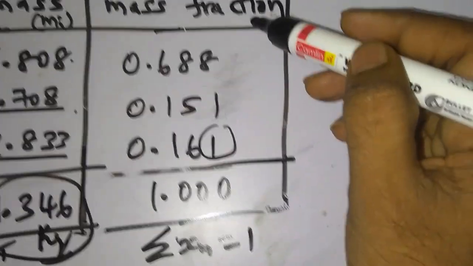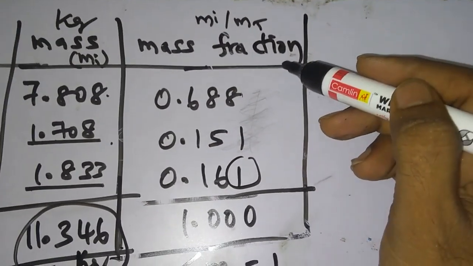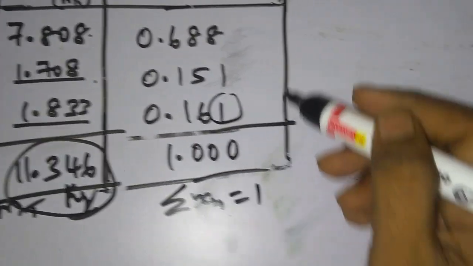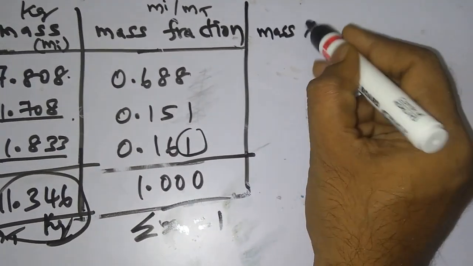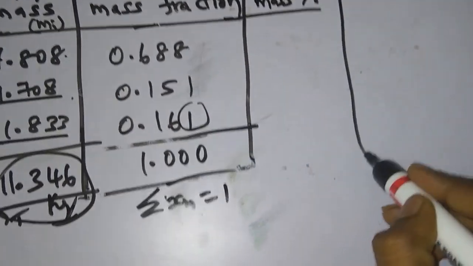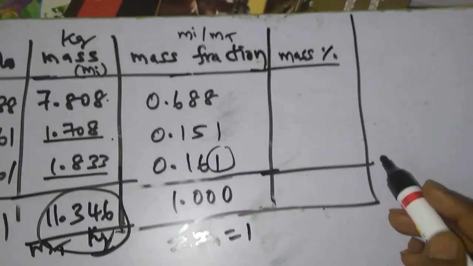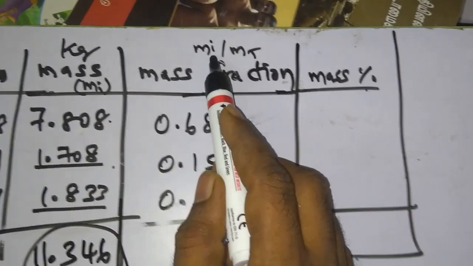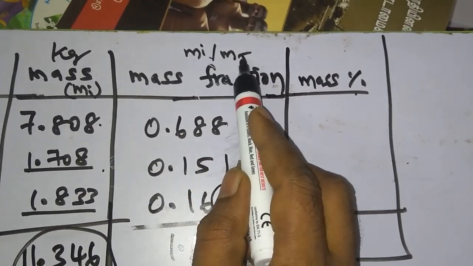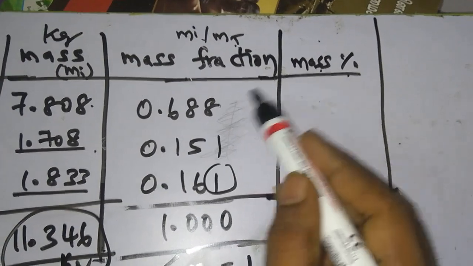So the question is asked in mass fraction. Express the composition in mass fraction. Sometimes, if it is asked to express in mass percentage, we will be doing one more step extra. What is that? Mass percentage is mass fraction into 100, or mi by mt into 100. Mi by mt into 100 is your mass percentage.